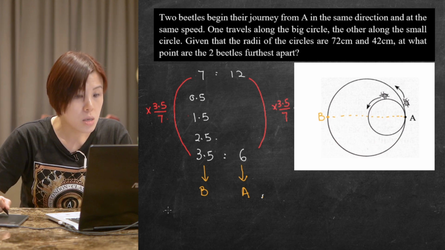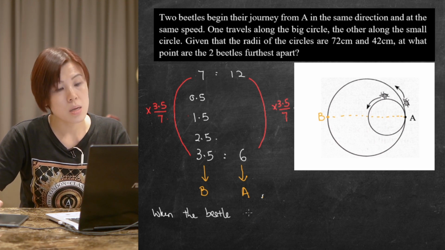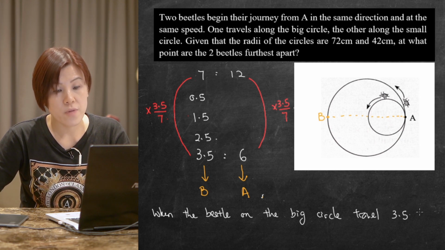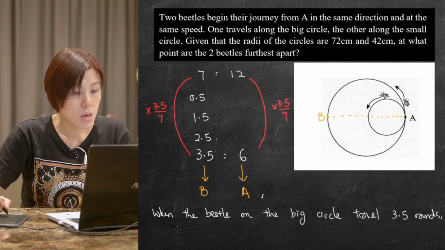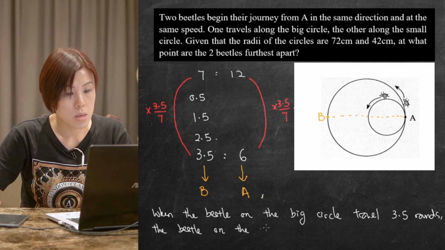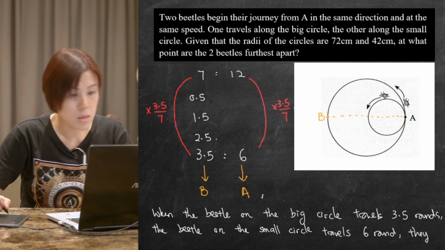So write down: when the beetle on the big circle travels 3.5 rounds, the beetle on the small circle travels 6 rounds. They are furthest apart.